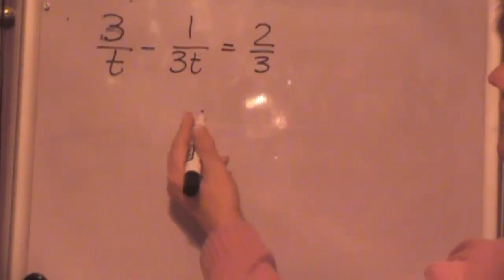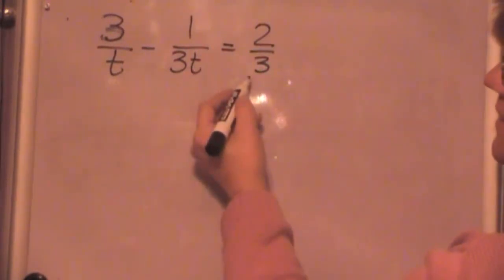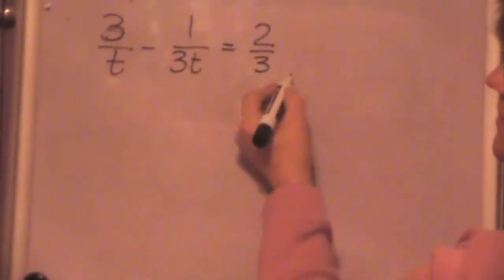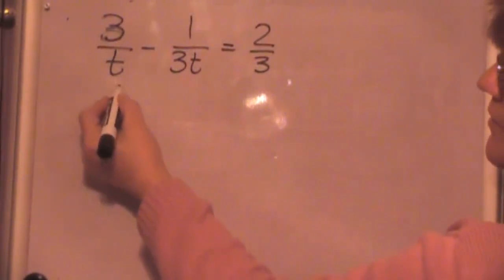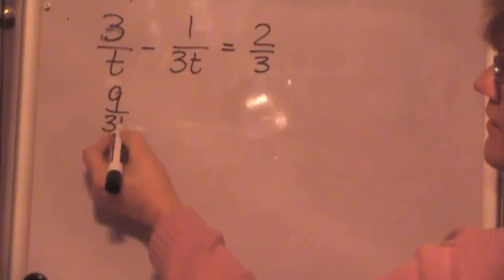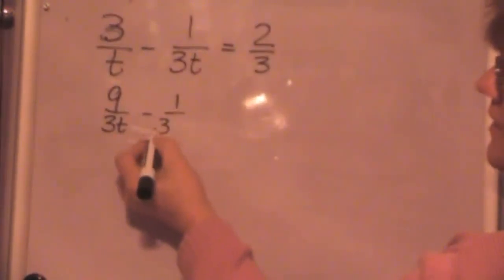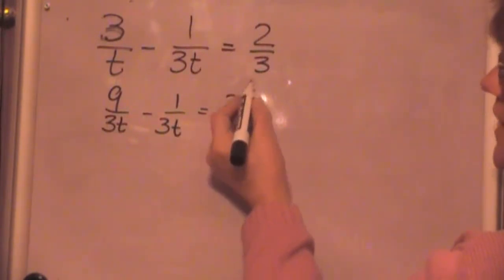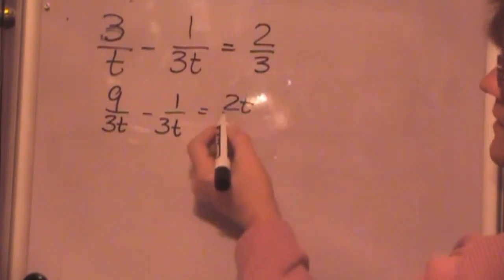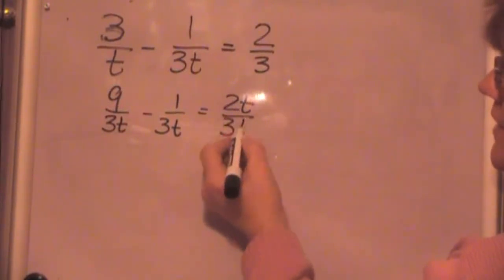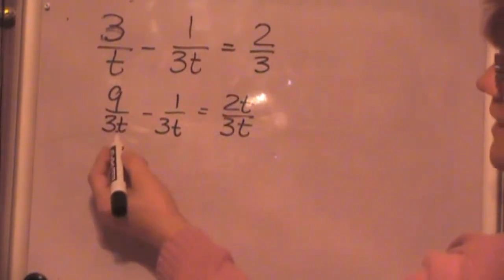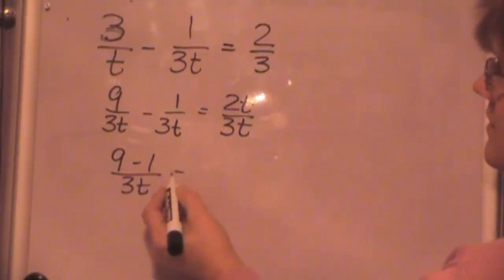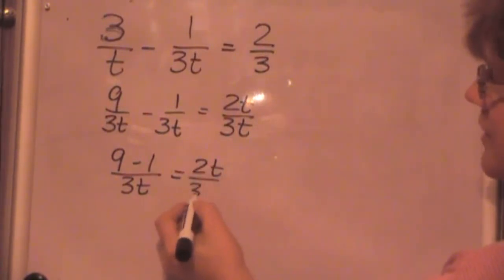So we'll find out as we go through here, because 3t would be a common denominator between all three of these. So to change this, if I multiply this by 3 over 3, I get 9 over 3t, minus 1 over 3t, equals 2 times, I have to multiply this by t over t, so I get 3t. So then I get 9 minus 1 over 3t is equal to 2t over 3t.